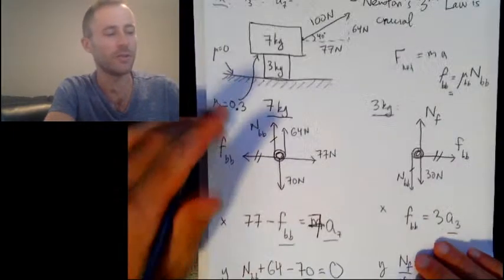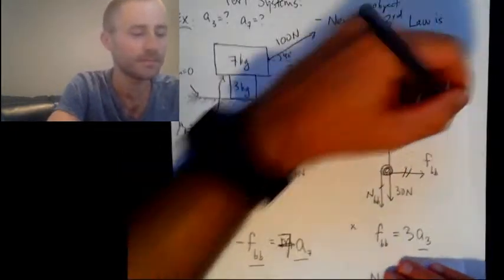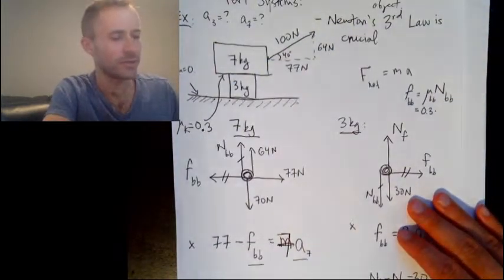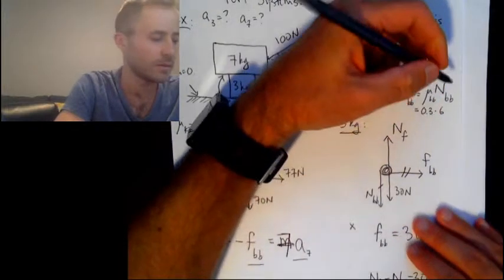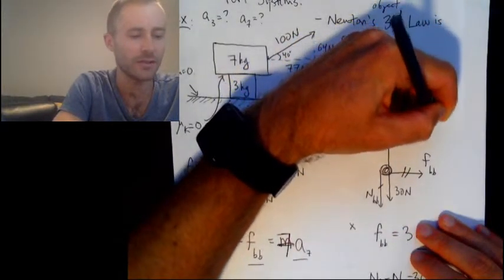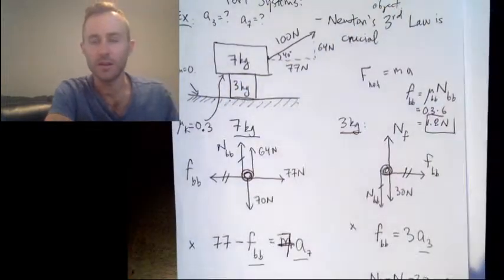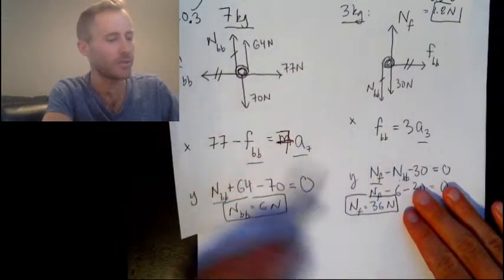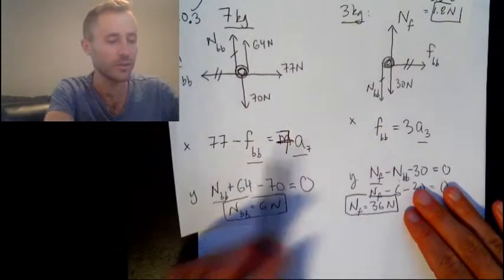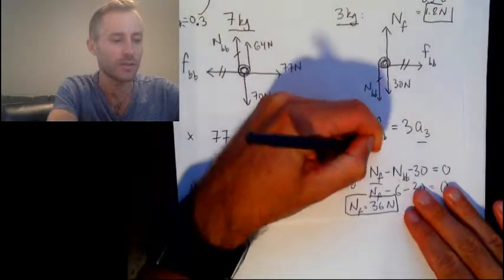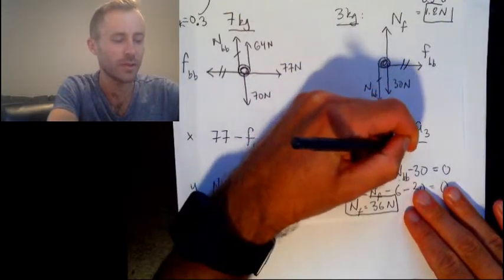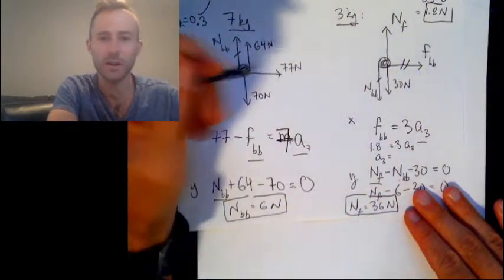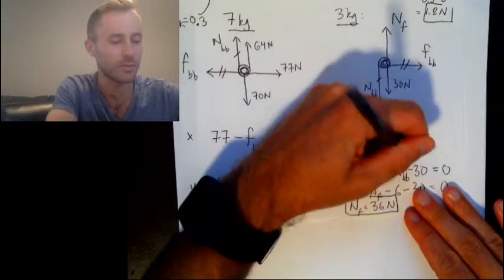So the coefficient of friction between the blocks is 0.3. The normal force between the blocks is 6. So this is going to be 1.8 newtons of friction force. Okay? So now I can go to either of these equations and plug in for friction. I can say 1.8 equals 3a_3, which says that the acceleration of the 3 kilogram block is 0.6 meters per second squared.